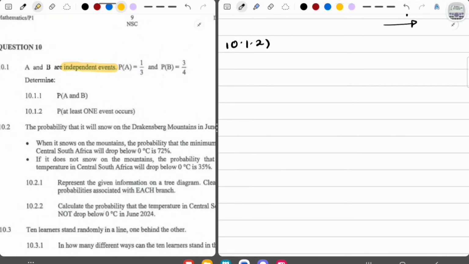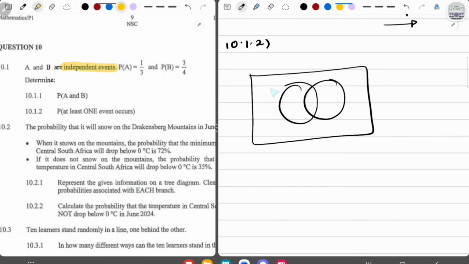At least one of the events occurs. The only events they mentioned is A and B. That's all, right? In a Venn diagram, right? Because these are independent. When you're thinking about probability of at least one event occurring, let's look at it like this, even if they intersected, right? We have A and B.